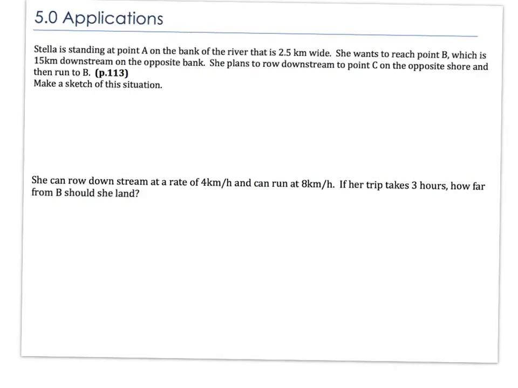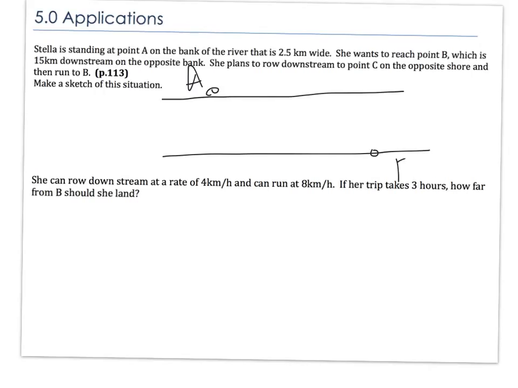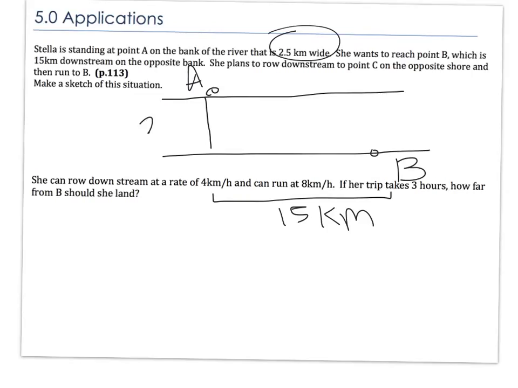So here is our river. And Stella's standing here on one side of the river at point A. And she wants to reach point B, which is 15 kilometers downstream on the opposite bank. So here we go. Here is B. And we know from A all the way to B here, it is 15 kilometers. And also that the river is 2.5 kilometers wide. So from here straight across, this is 2.5 kilometers.